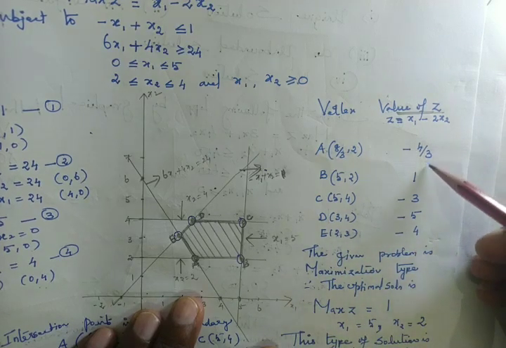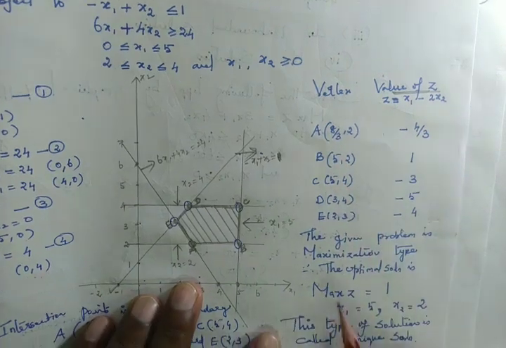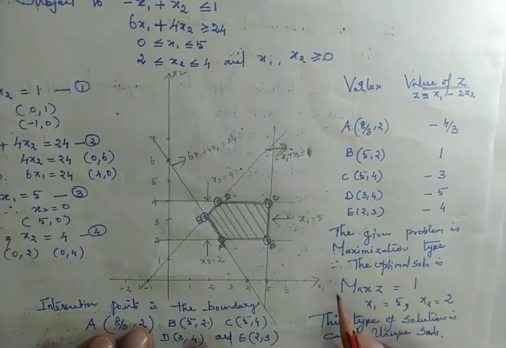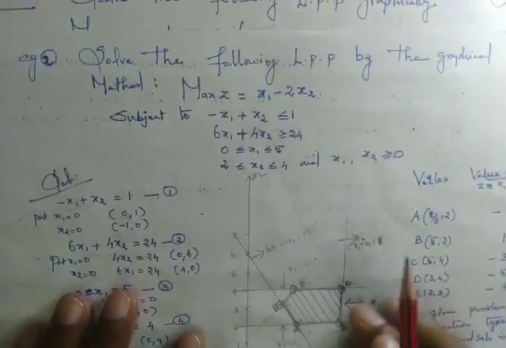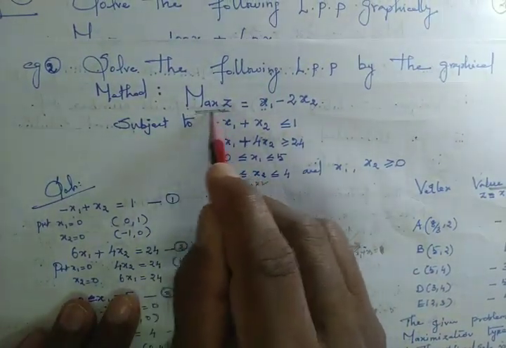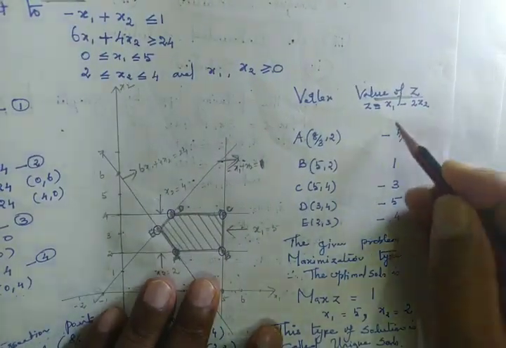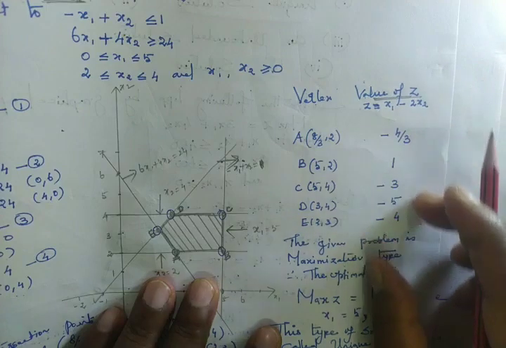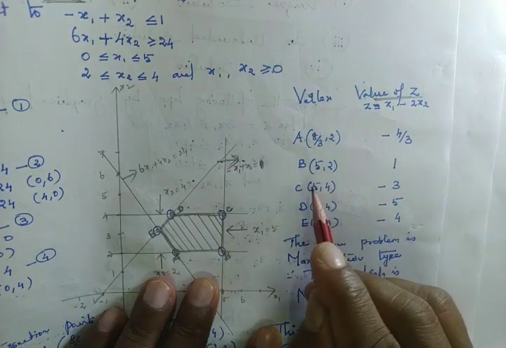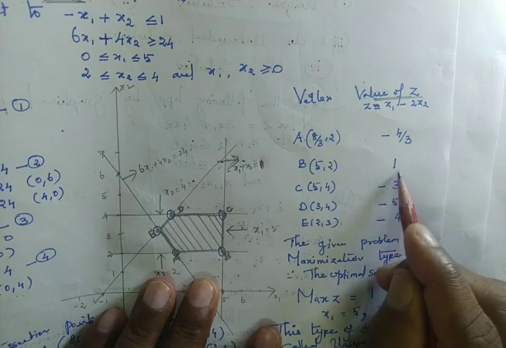These are the values we get for Z on substituting the vertices. In this given problem, the objective function is to be maximized. Among the 5 points, the B vertex gives the maximum value of Z. The maximum value of Z comes to 1 here.